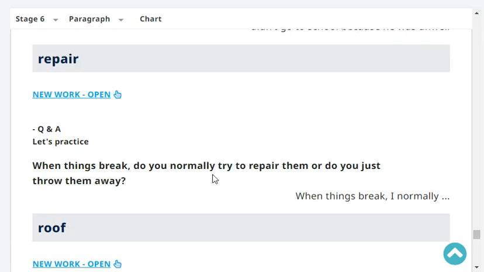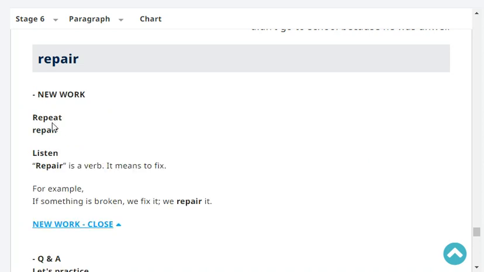He was unwell. Very good. Next, repeat repair. Repair. Very good. Okay, listen. The word repair is a verb. It means to fix. For example, if something is broken, we fix it or we repair it.